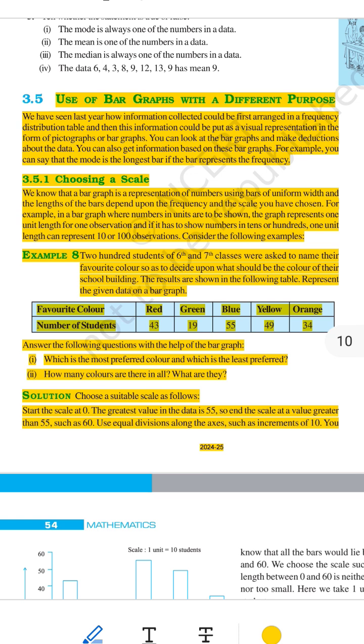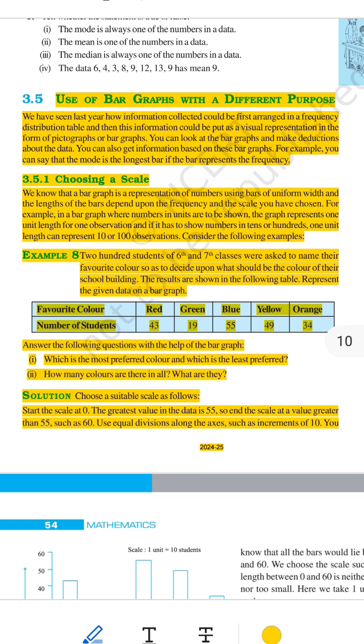4. Choose a scale. Scale tells you how much each step on the y-axis represents. Example, 1 unit equals 10 students. 5. Draw bars. Each bar starts at 0 and goes up to the number it represents. 6. Label everything. Write what each bar shows, like color names. Give a title to your graph.